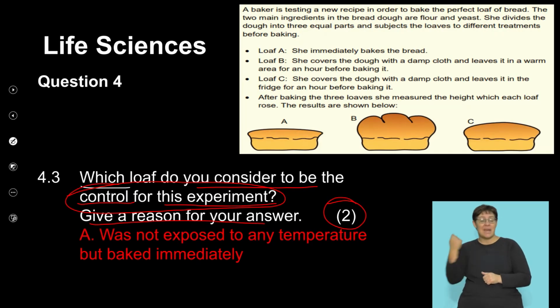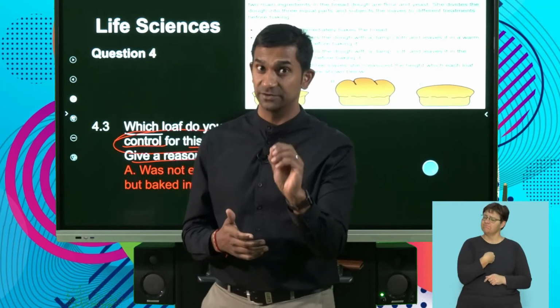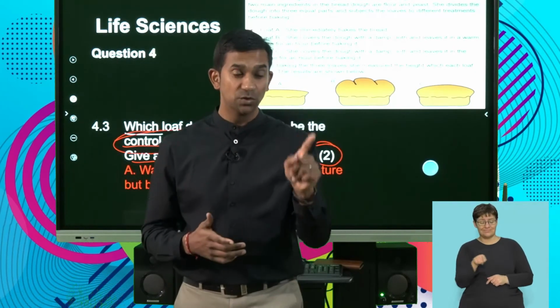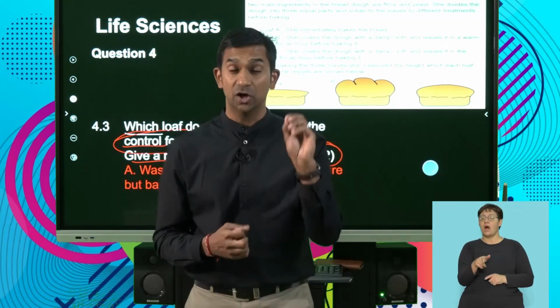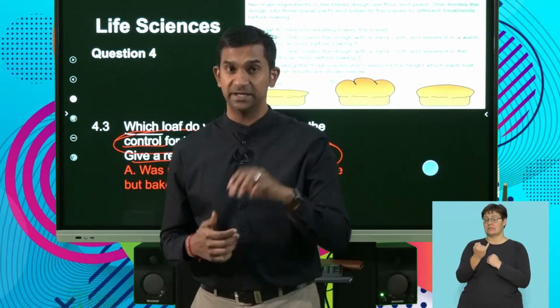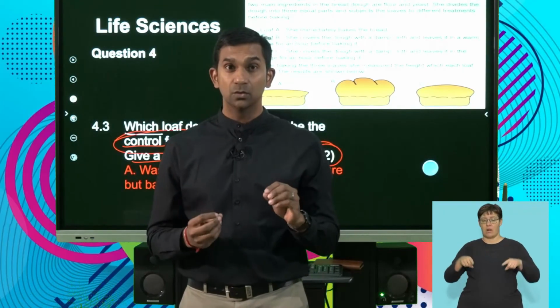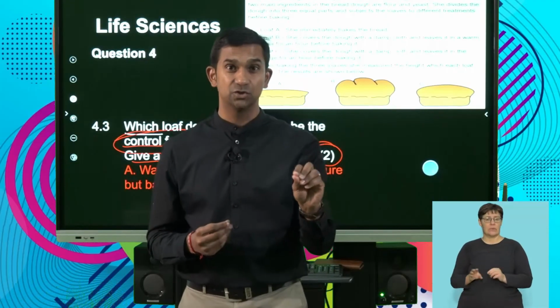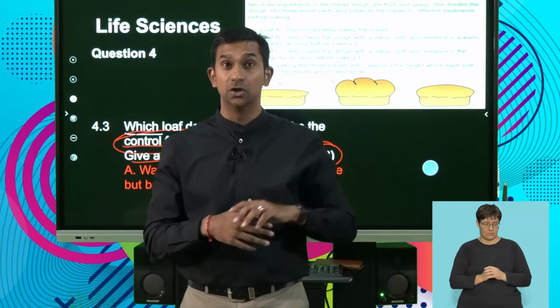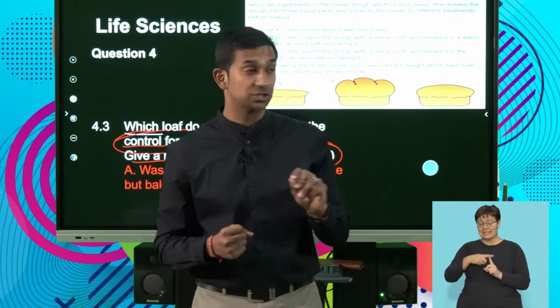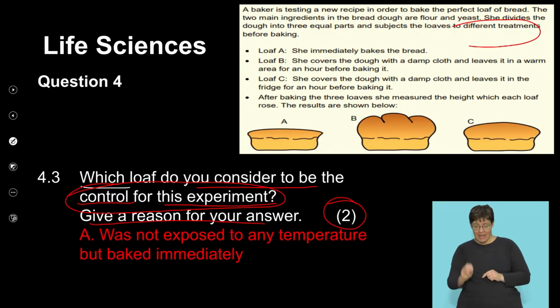And guys, the best way to identify the control in any experiment is to ask yourself the following question. Which of the different samples were not subjected to the independent variable? Meaning, which of those different test tubes or samples, in this case loaves of bread, were not subjected to the different treatments?